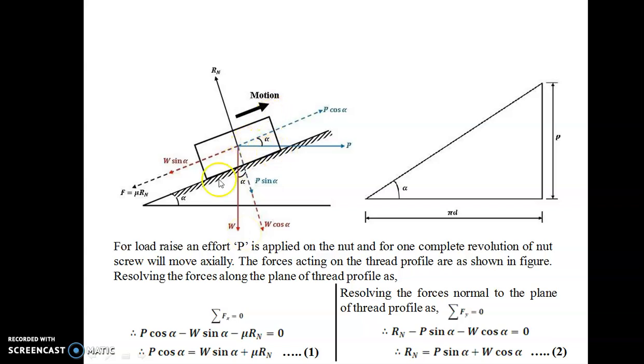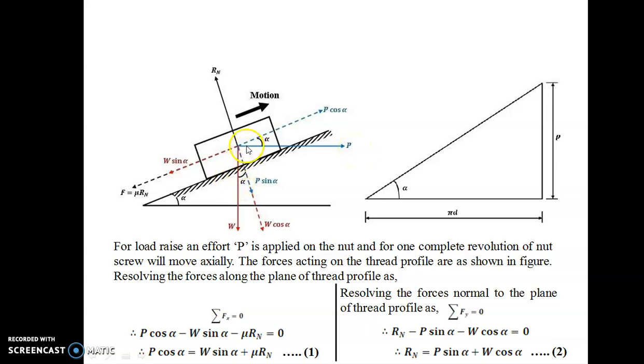Then here there is a contact between surface and an object. So every object will give reaction on the surface, and every surface will give reaction on the object. So here it is shown Rn, and P is the effort required to raise the load.